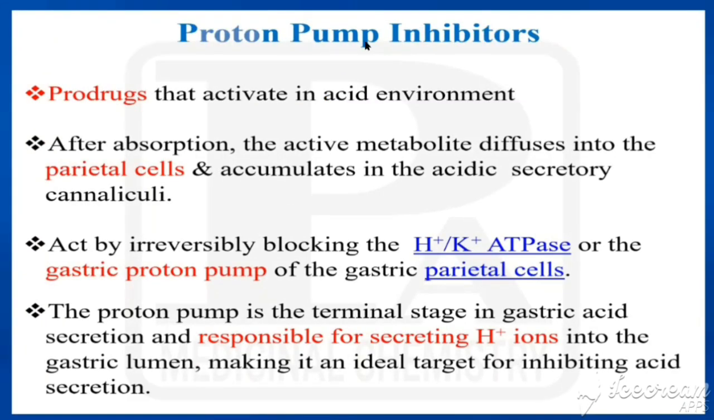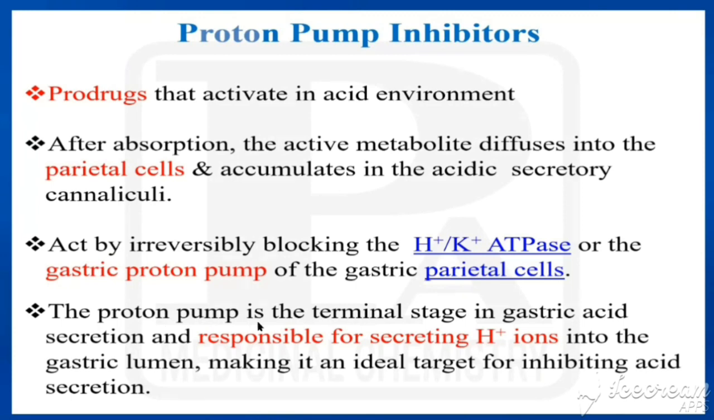We'll see proton pump inhibitors. So what are proton pump inhibitors? They are prodrugs that activate in acidic medium. So after absorption, what happens? The active metabolite, that is the active drug, diffuses into the parietal cells of the stomach and is accumulated. Then it acts by irreversibly blocking the H+/K+ ATPase, otherwise called the proton pump, that is present in the parietal cells.